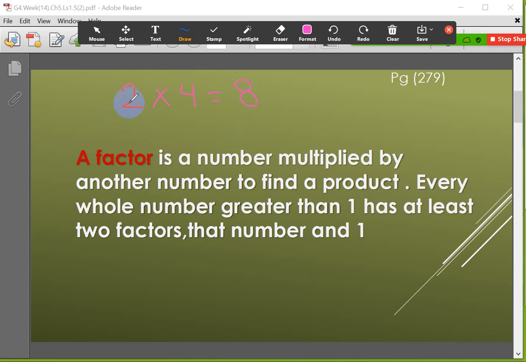So look at those numbers. Those numbers 2 and 4, we name each one a factor. So 2 is a factor and 4 is a factor also. So a factor is any number multiplied by another number to find a product. So this is the product, the 8.